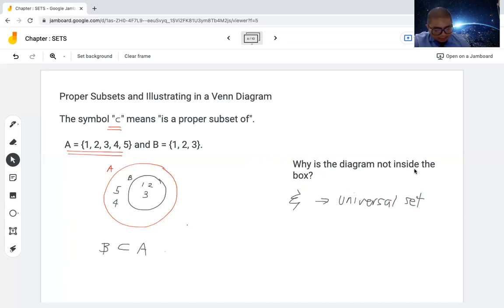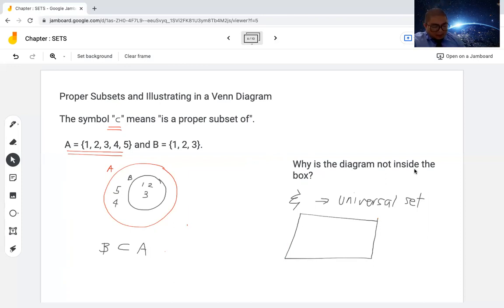So meaning to say, if you are going to illustrate a universal set, then that is the only time that you're going to use a box. So that's the difference between writing a set and writing a universal set, or illustrating a set versus illustrating a universal set. So universal set uses box, a set only uses a circle.